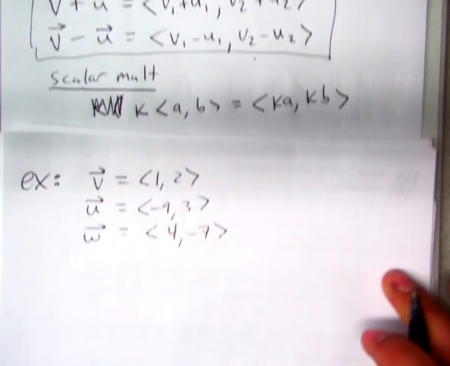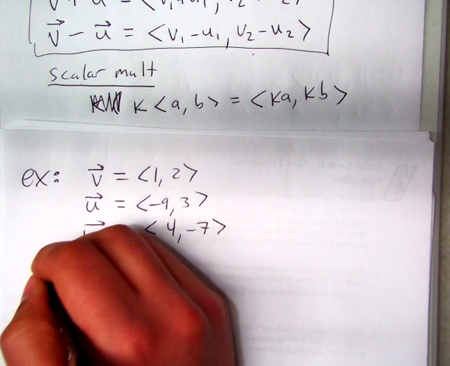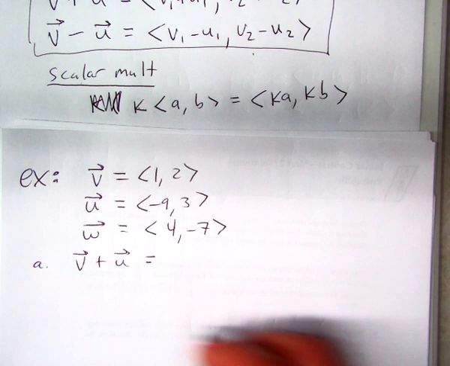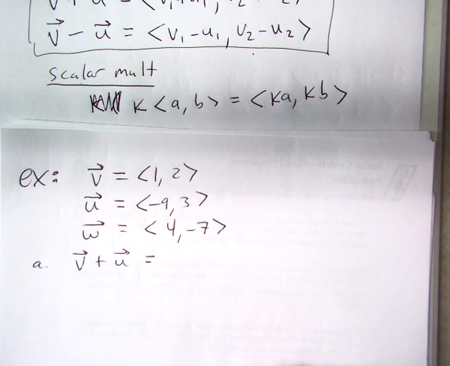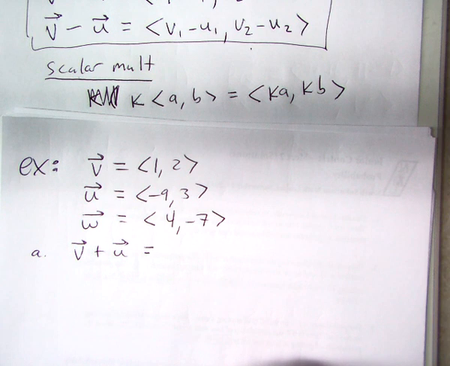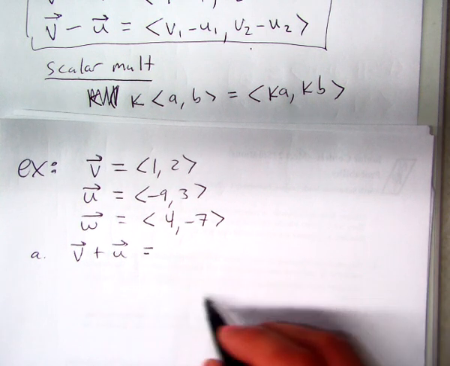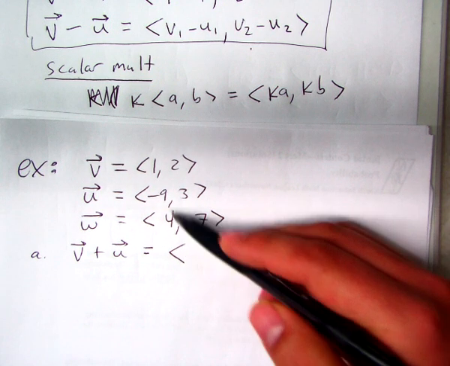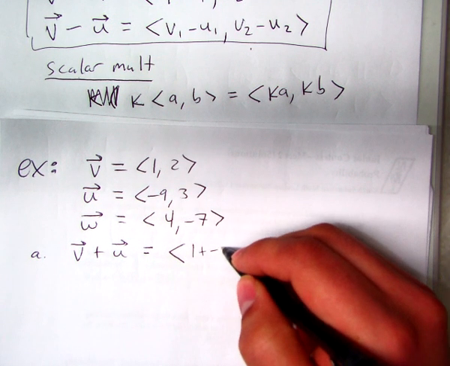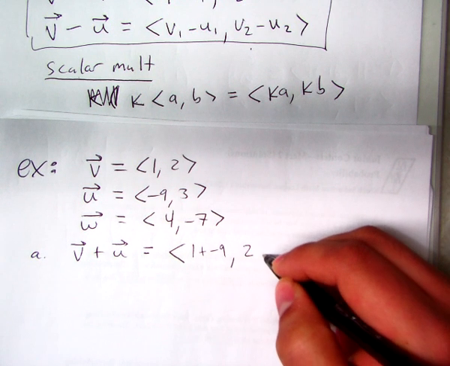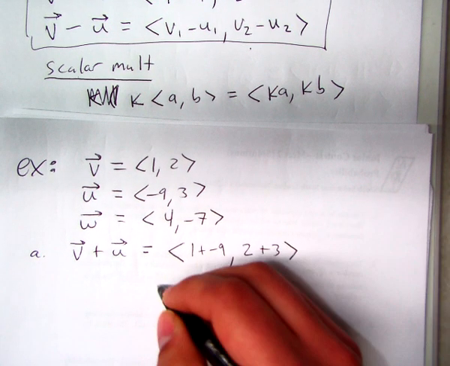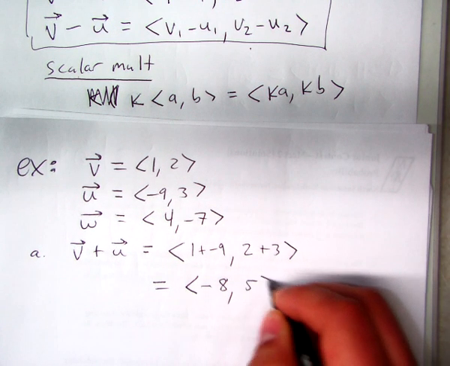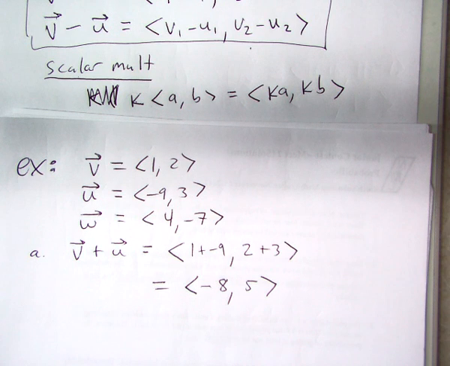We'll do a few different things so you can see how this works. Let's say we want to find v plus u. How do we add v plus u? So all we do is 1 plus negative 9, comma 2 plus 3. So my final answer is negative 8, 5. Done. Questions on that?